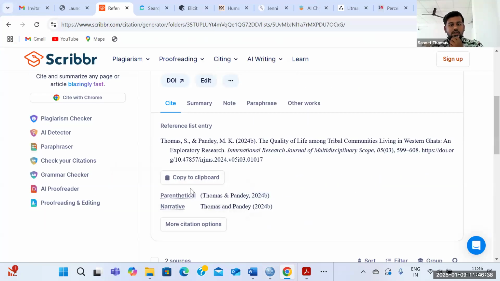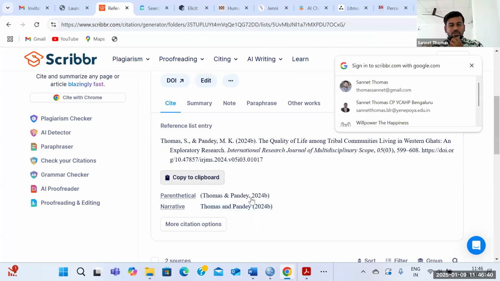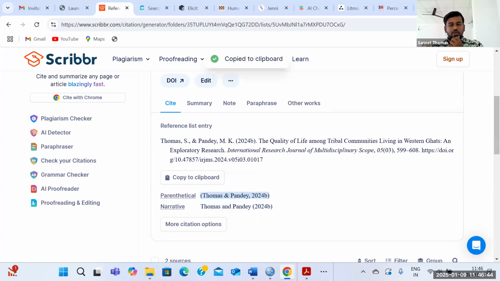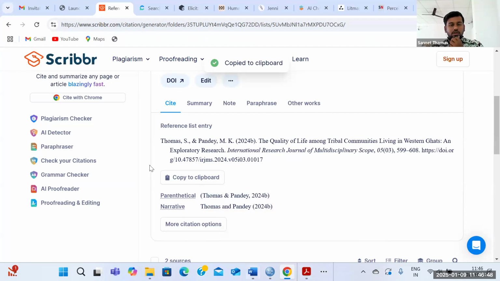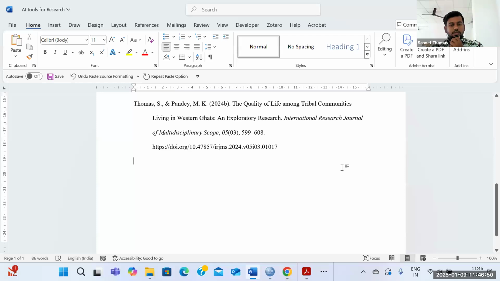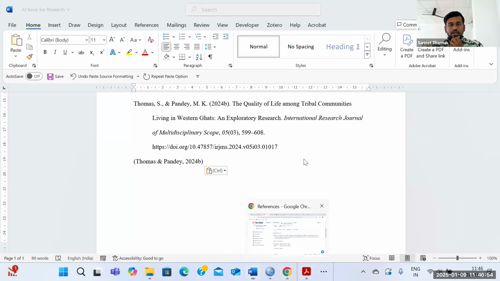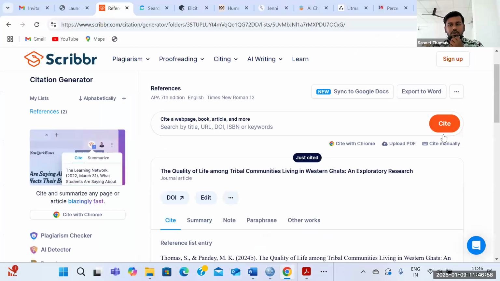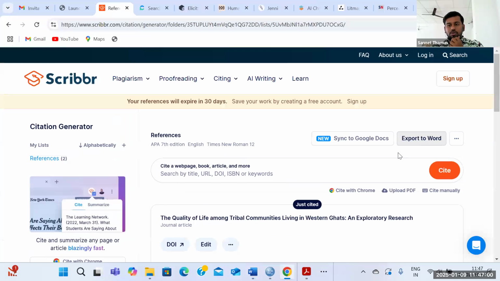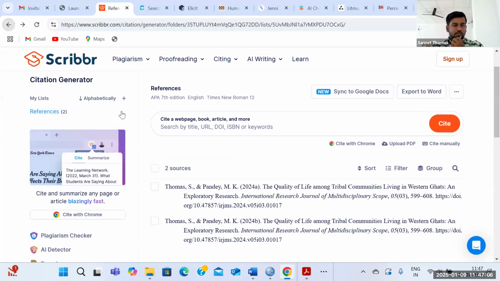Here you can also see the text citations are available. Click here, copy to clipboard, and you can paste it. So this is the way you can generate the citation, or else after adding all these things, you can export it into Word. That option is also here. This is the way citation tools work.